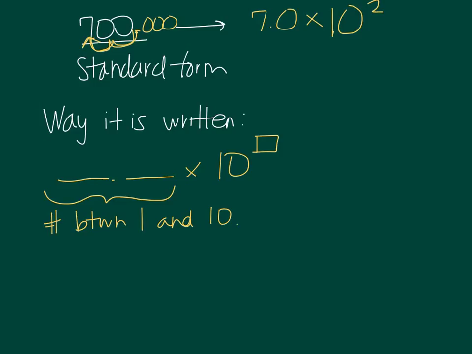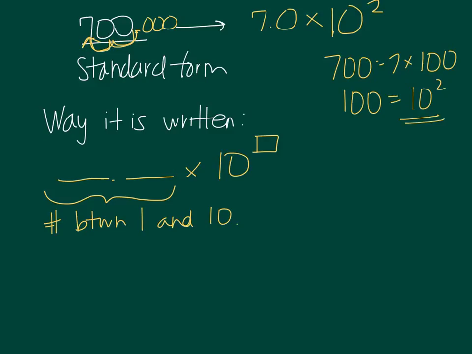So how does this make sense? Well, let's look at it. 700 is the same thing as 7 times 100, right? And 100 equals 10 to the second, because 10 times 10 is 100. We did that. Remember? This is powers of 10. So that means that 700 equals 7 times 10 to the second. All right? If you multiply that out, it does equal 700. Is that making sort of sense? Let's do another one.